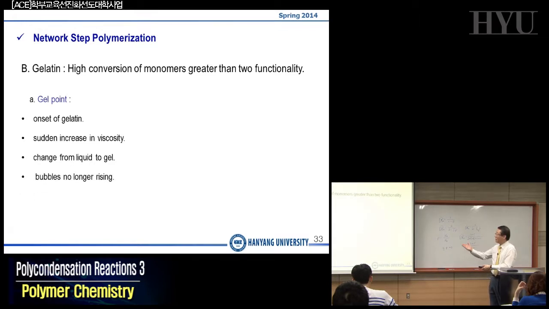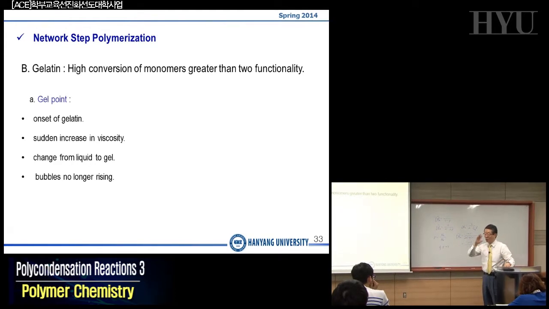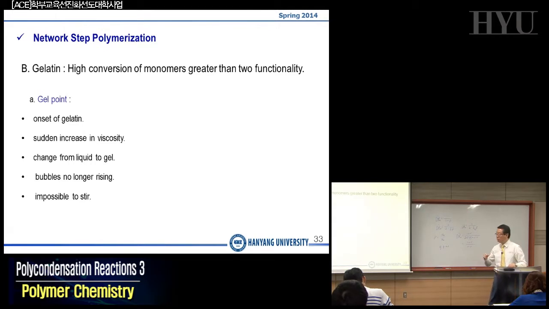And finally, the bubbles. If you have any bubbles in your solution, you can see the bubble is rising, because the viscosity is quite low. But as viscosity increases all of a sudden, the bubble stays right there, and you cannot remove those bubbles. Okay? And those are very typical examples of the gel point. And finally, it's almost impossible to stir, impossible to apply stress in your reaction medium, and you cannot react any further in that case.